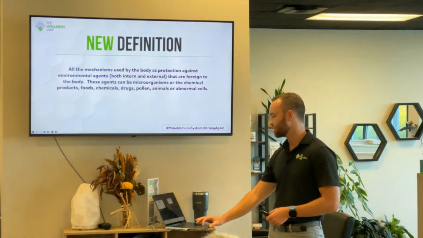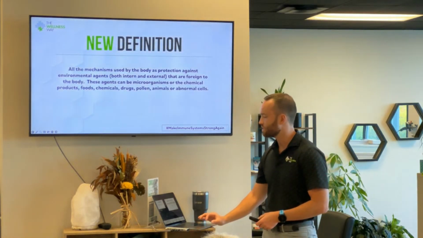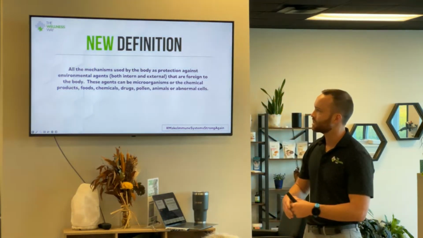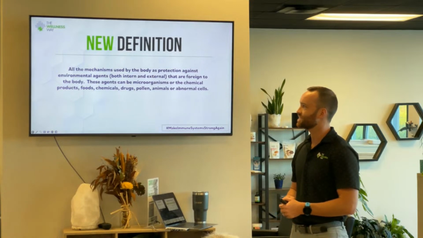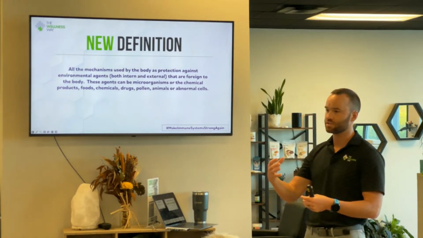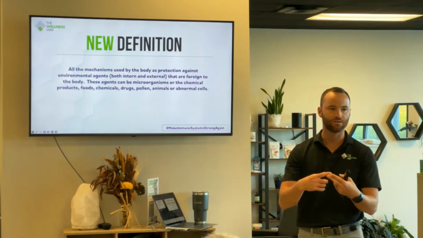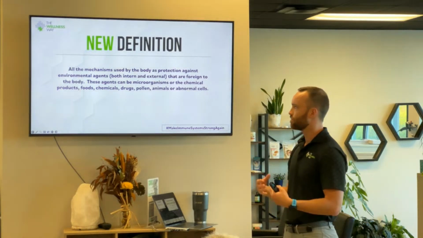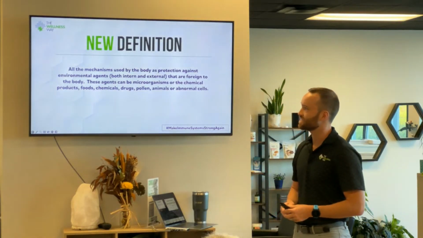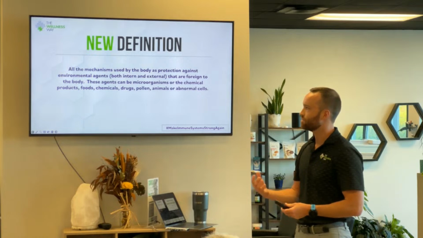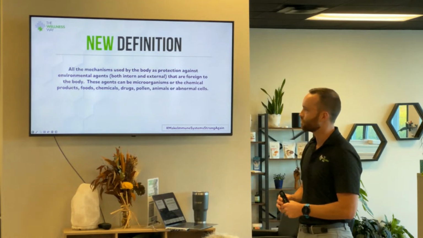So when it comes to coming up with a new definition, we've got to say the immune system is really the mechanisms used by the body. It's not just our body's internal cells. It's this other extracellular network, bacteria and viruses that live within us. So it's all the mechanisms used as protection against environmental agents, which can be both internal and external, that are foreign to the body.